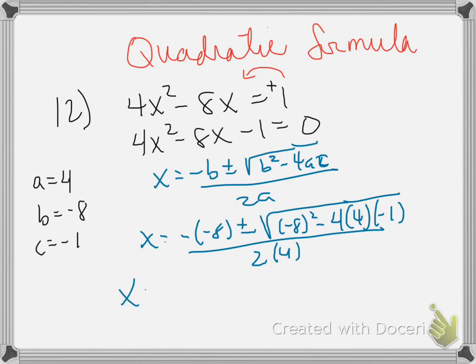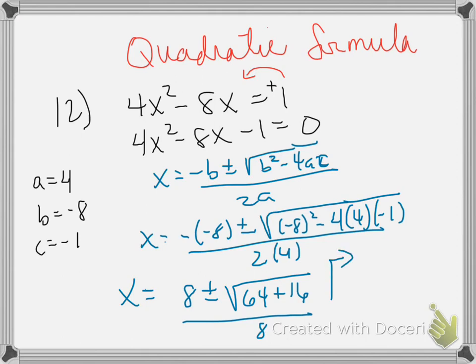All over 2 times 4. All right, so we're just going to clean this up a little bit. This would be 8 plus or minus the square root of 64, and that's going to be positive 16. All over 8. All right, so you got 64 plus 16, and that's going to be 80. If you add those up, that's 80. All over 8.